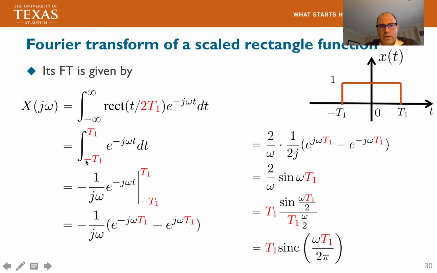So this is just the integral from minus t1 to t1 of e to the j omega t dt, which is minus 1 over j omega e to the minus j omega t evaluated at minus t1 and t1. So we get something that looks very similar to what we just did, except that we end up with a t1 here in the sine function. And so we can rewrite this as a sinc. We multiply and divide by t1, and we're left with t1 sinc of omega t1 over 2 pi. So the scaling, dividing by t1 here, has the effect of multiplying the frequency by t1.